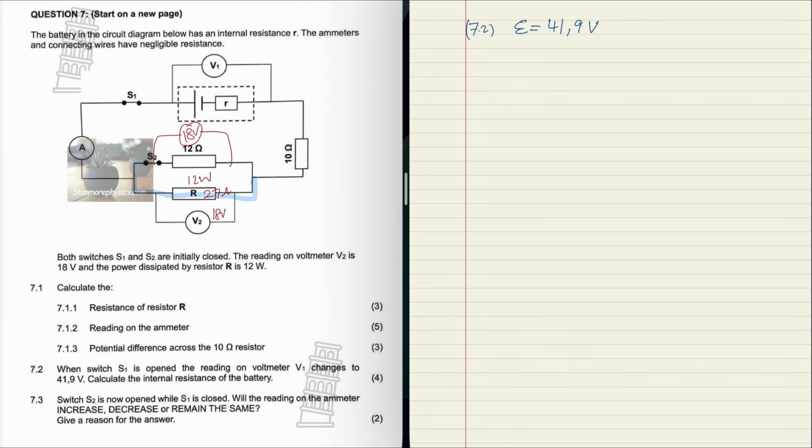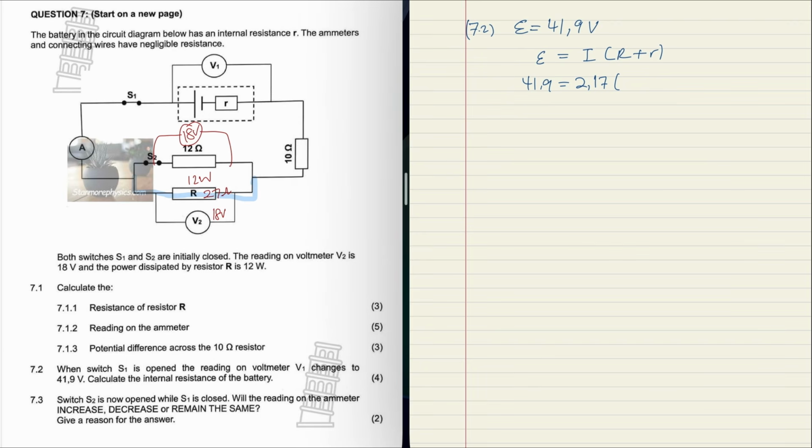Now, if they want to know the internal resistance, let's use the internal resistance formula. So EMF is equal to I into big R plus small r. The EMF is 41.9. That's equal to the total current, which is 2.17. And then big R is the total resistance, which we don't know as yet. So let's go ahead and work that out.